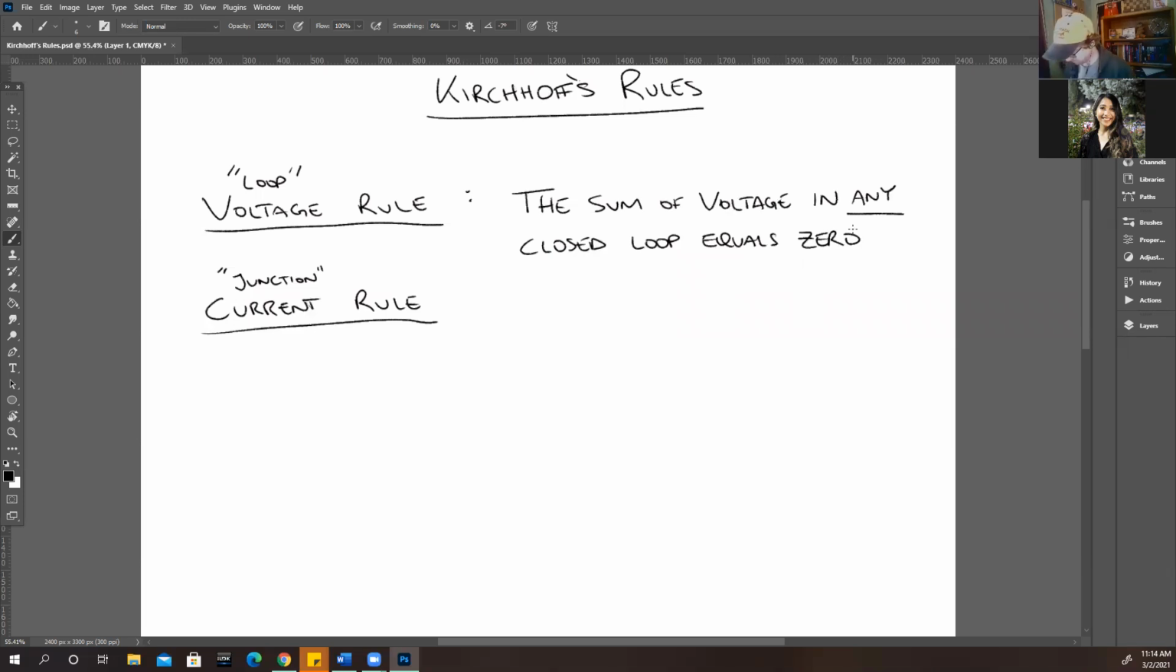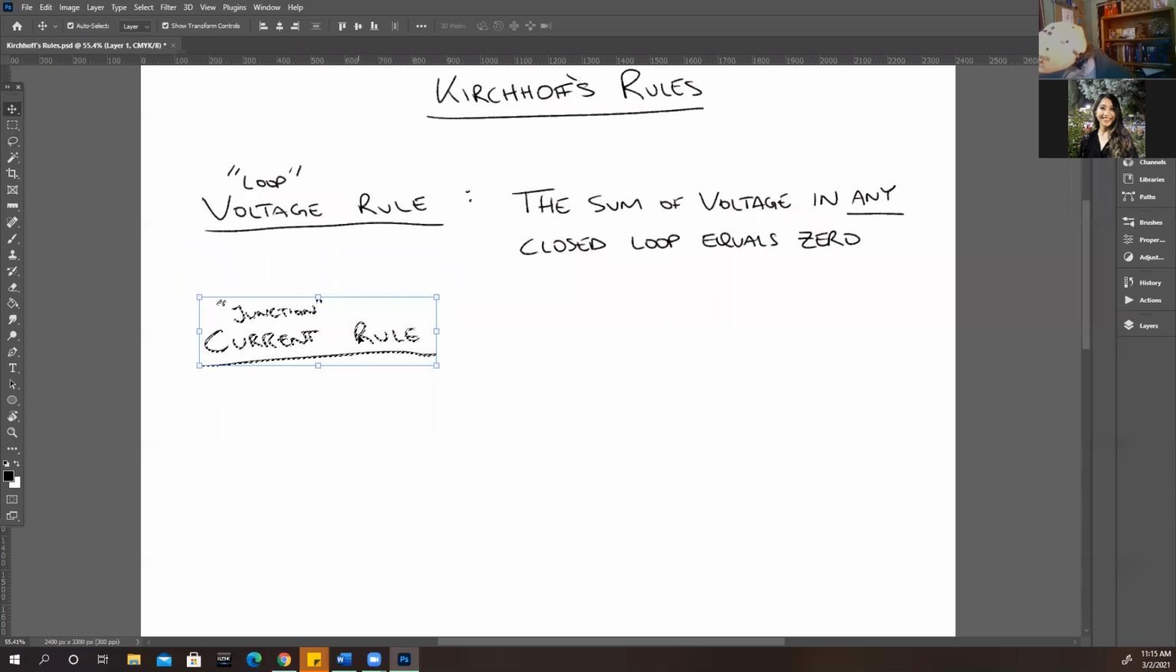I will state these at the beginning, and I'll show you a bit more with the little picture below. The junction rule is, I can break it down to saying that the current flowing into a junction is the same as the current flowing out of the junction. So let me just put that.